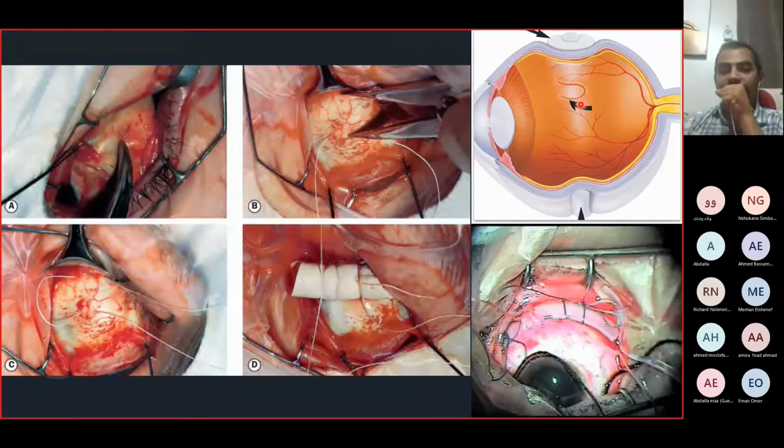Very good question. What are the indications of vitrectomy? What are the indications of vitrectomy in retinal detachment?